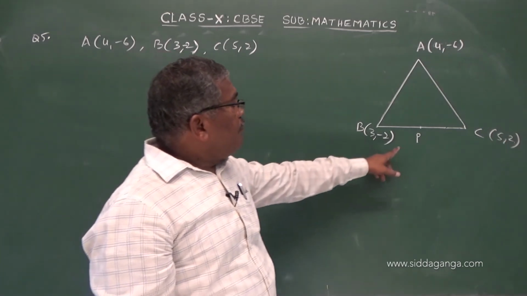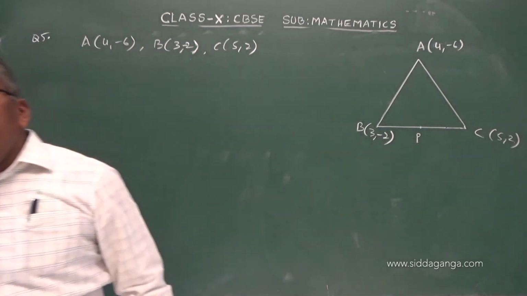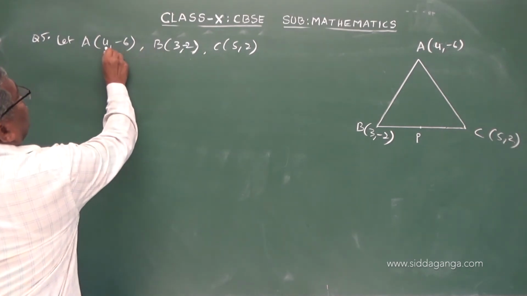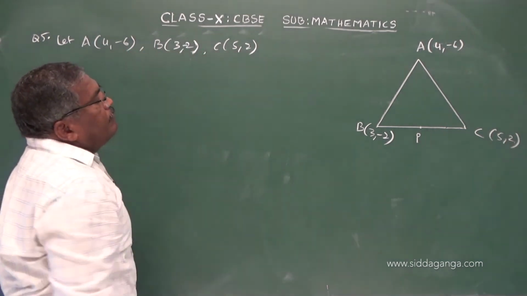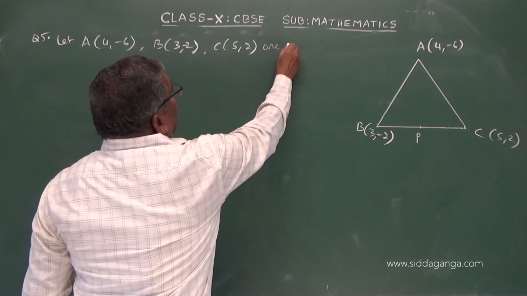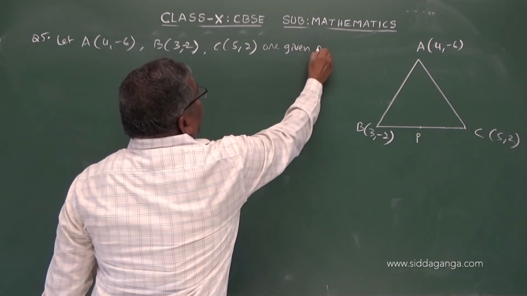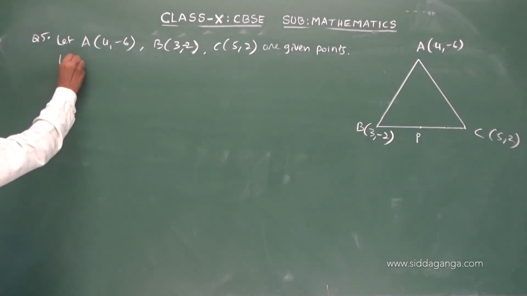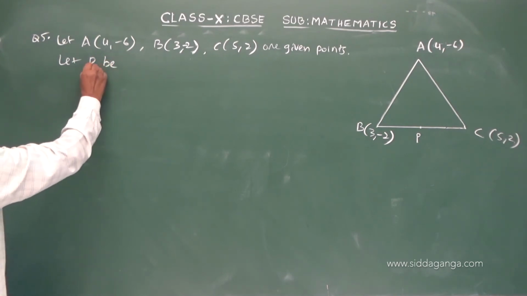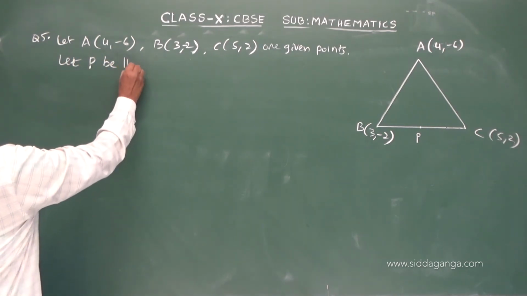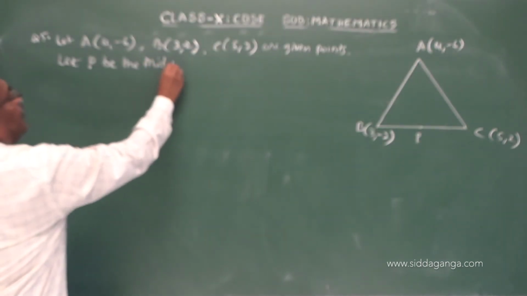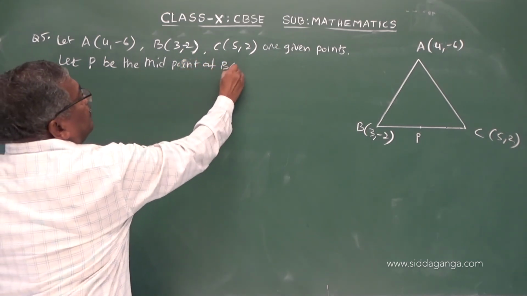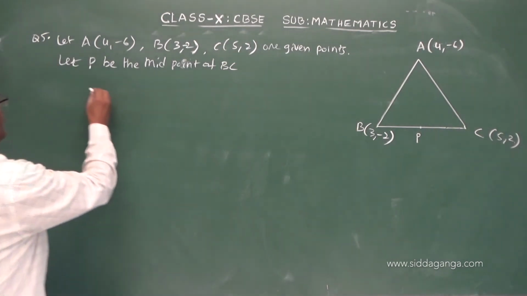Now our first task is to find the coordinates of P. Let A (4, -6), B (3, -2), C (5, 2) be the given points, and let P be the midpoint of BC.